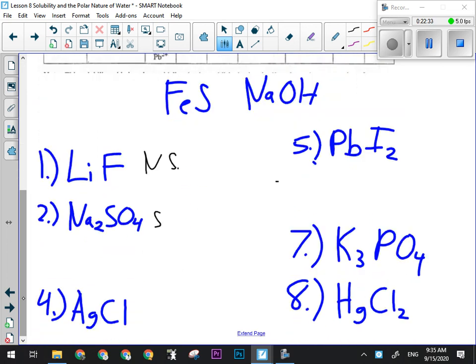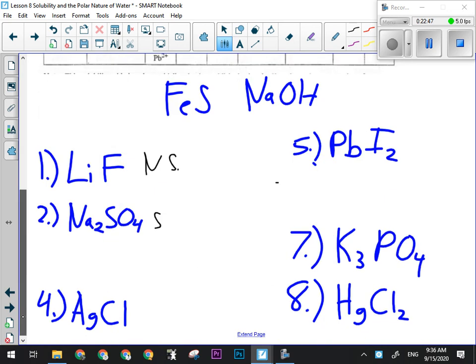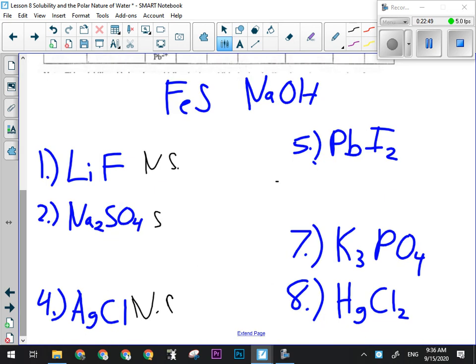Okay, number 3 we couldn't do because it was ammonium nitrate. We didn't have that on there. Okay, so silver chloride. So if I go up here to chlorine, soluble with most things, but silver is listed down here in the not soluble row. So that one is not soluble. Okay, for number 5, lead 2 iodide. We just talked about that one. It's not soluble. It's a yellow precipitate.